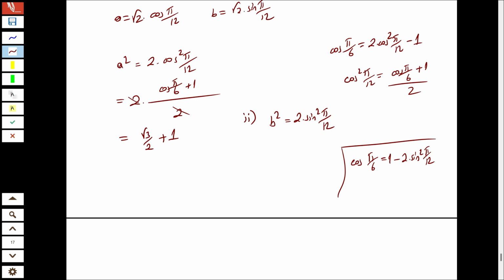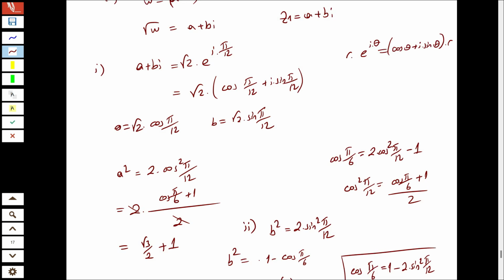And from here you can say b square equals 2 times, in parentheses, we can write directly. Let me check it. Yeah, it will be 1 minus cosine pi over 6. From here you can say that b square equals 2 times (1 minus cosine pi over 6) is square root of 3 over 2, and let me check it again. Okay, there is no 2 in this case. Yeah, that's it. We found it. This is directly equal to this.